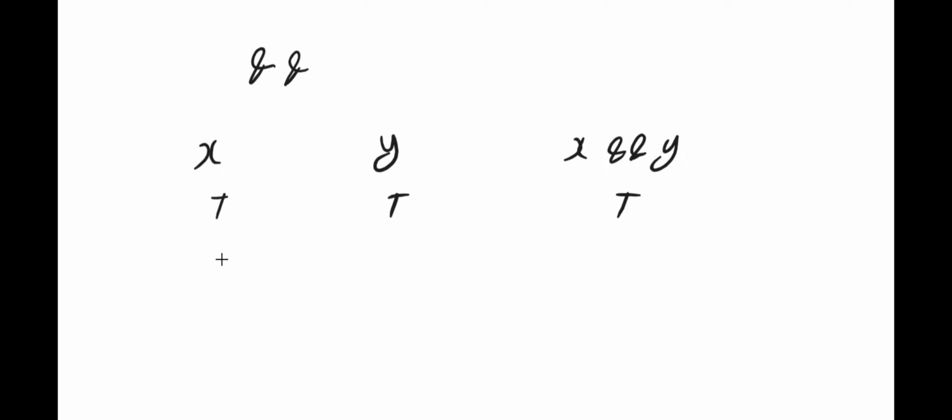Coming to logical and. I will be showing the truth table, so you can see and learn what logical and is. I will have two statements, X and Y. If both are true, the output will be true. If any one is false, the output will be false.